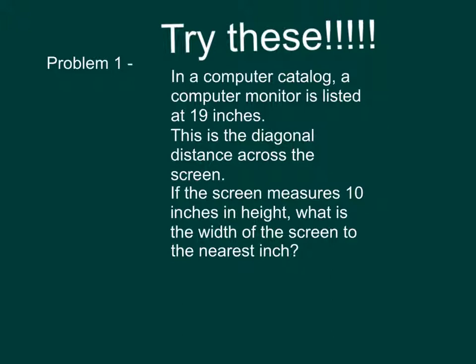So here's problem 1. In a computer catalog, a computer monitor is listed at 19 inches. This is the diagonal distance across the screen. If the screen measures 10 inches in height, what is the width of the screen to the nearest inch? Good luck.